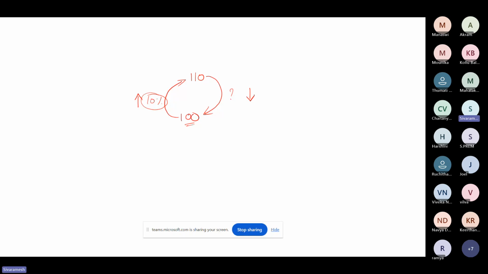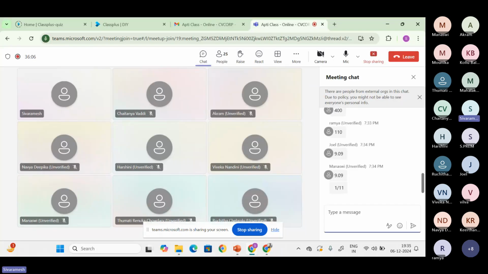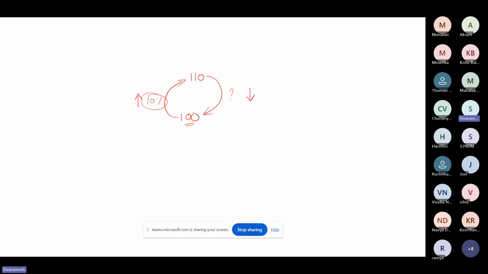Your pocket money initially is 100 rupees, so they increased it by 10%, so your pocket money now is 110. Again they want to go back to the original value 100. How much percentage should get decreased? Yes, very good. I got two answers here from Joel and Manasvi. So it is 9.09%. Very good.